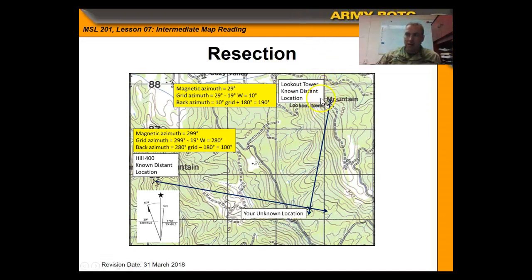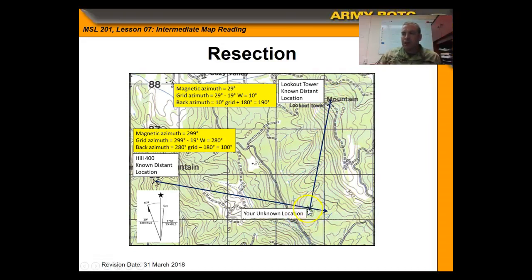So now with the other area, the lookout tower, you shoot an azimuth to that, you get 29 degrees. Grid azimuth, 29 degrees minus 19 degrees is 10 degrees. Now to get the back azimuth for 10 degrees, you're going to add because you're less than 180 degrees. So you add 180 degrees and you get 190 degrees as the azimuth from the lookout tower to your location. And again, put your protractor down, draw the line. There you go, voila. Where those lines intersect, that is your location.